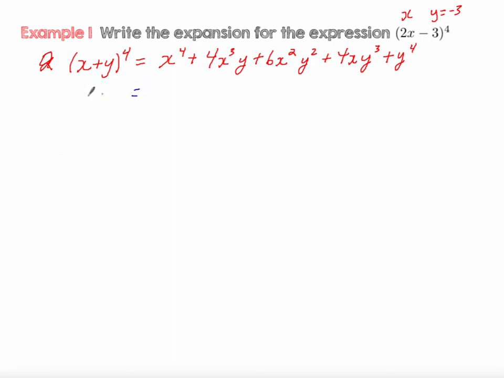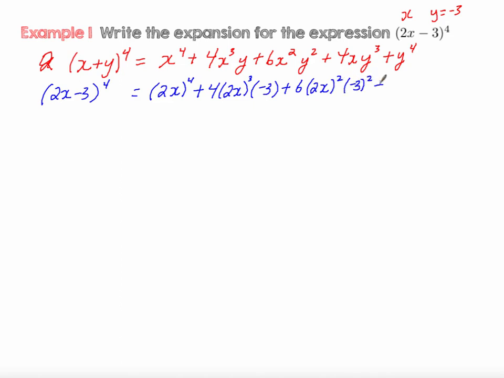Okay? So now we got to substitute. So it'll take a second to do this. So we could say the expansion of 2x minus 3 to the fourth. So parentheses, you're going to have 2x now to the fourth. Plus 4 times 2x cubed times your y. Your y is negative 3. Be careful there. Plus 6 times 2x squared times negative 3 squared plus 4 times 2x times negative 3 cubed plus negative 3 to the fourth. Now I have to simplify this.